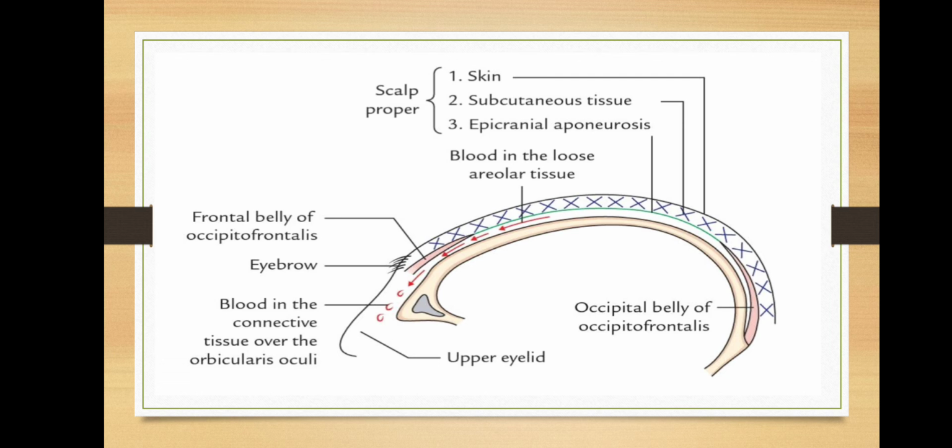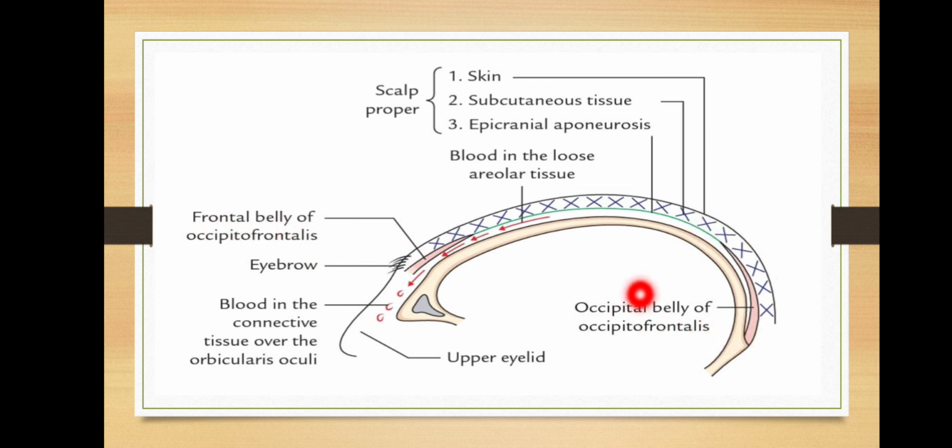See, skin, subcutaneous tissue, and epicranial aponeurosis. So these are the first 3 layers of the scalp. The subcutaneous tissue is nothing but the connective tissue of the scalp. So these 3 layers are known as scalp proper, or also known as surgical layers of scalp. So this epicranial aponeurosis, which is indicated in green color line, is formed by 2 bellies. Yes, the occipital belly of occipitofrontalis, frontal belly of occipitofrontalis, right?